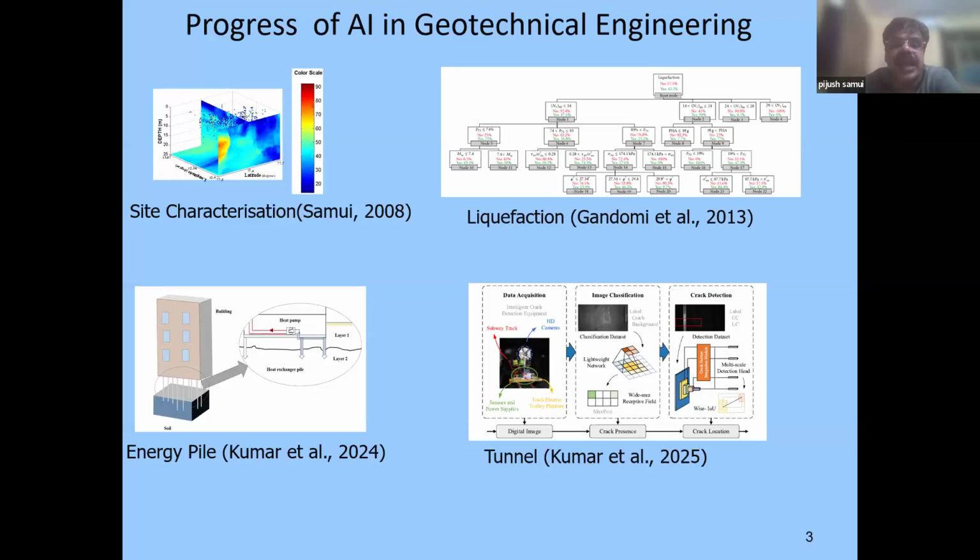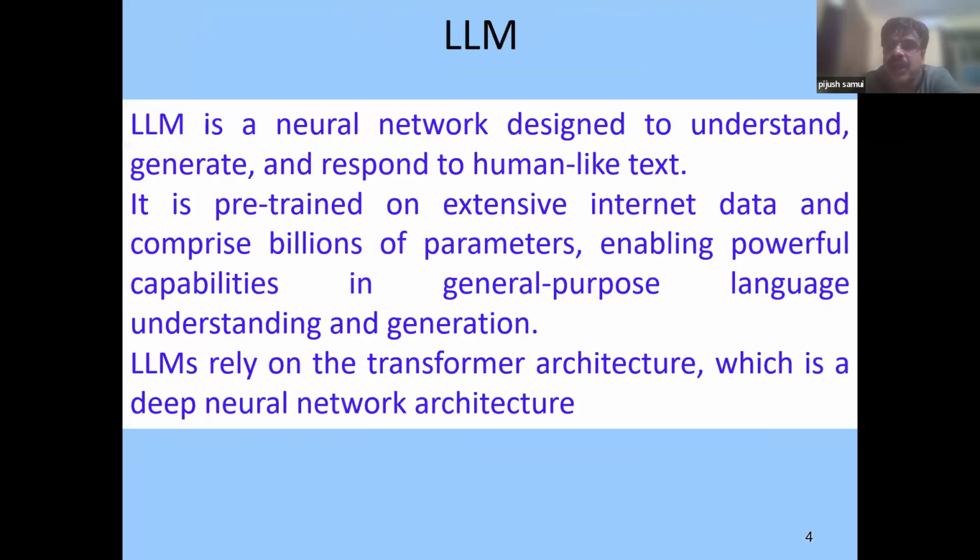But if you use LLM, you define the input just like human-like text. That means you tell the AI that the value of c is 20 kPa and the angle of internal friction is 35 degrees. Unit weight of the soil is 18 kN per meter cube. Depth of foundation is 1.5 meter, and width of the foundation is 1 meter. Then what will be the bearing capacity of the soil? This type of input you give to the model.